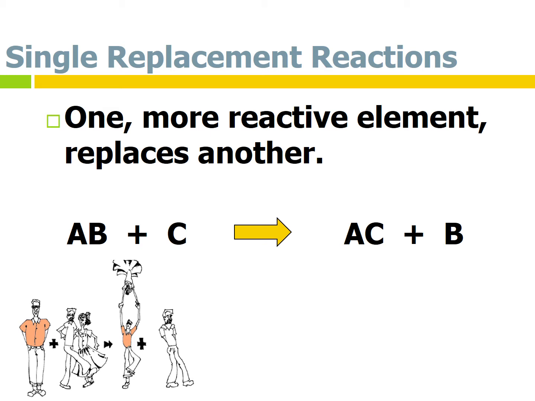I've got this fancy picture again. So we've got a couple, they're dancing, they're happy. And then Mr. Joe Cool, he is much more reactive. He's going to come in and steal this guy's girl. And now they're bonded together. And poor guy B is all by himself.